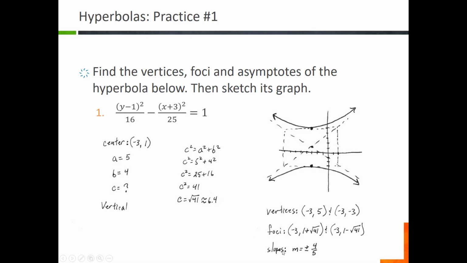To find the asymptotes, all I'm really caring about right now is, can you figure out the slope of them. And so slope is rise over run. If the rise is 4 units and the run is 5 units, then they have slopes of 4/5 and negative 4/5, which we could just express as plus or minus 4/5.